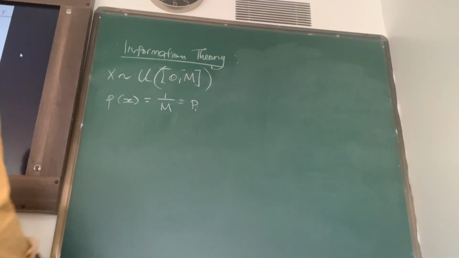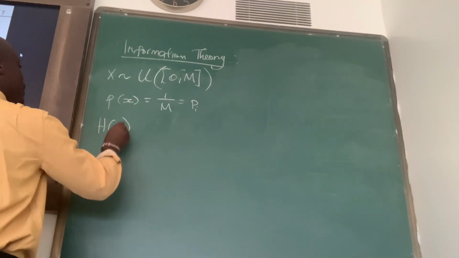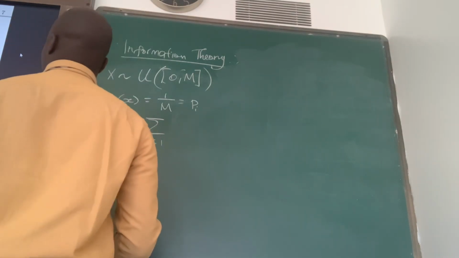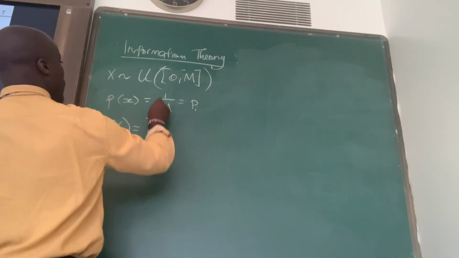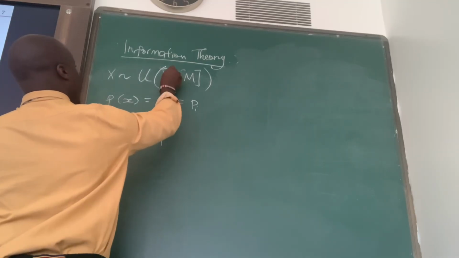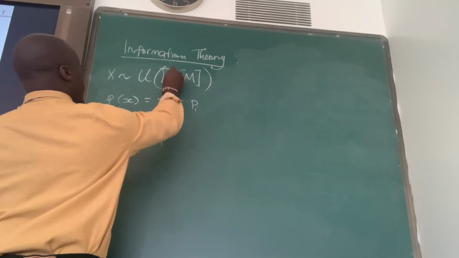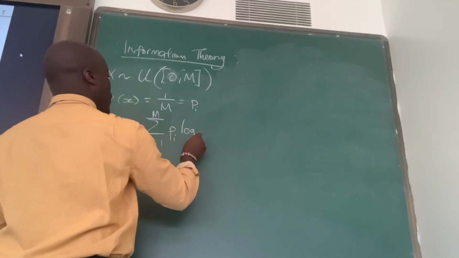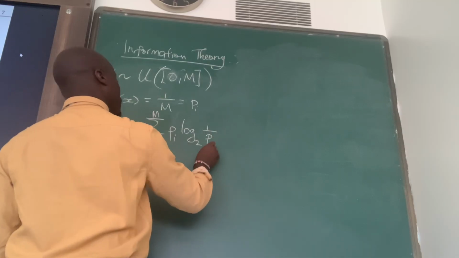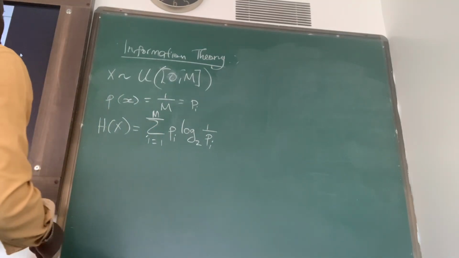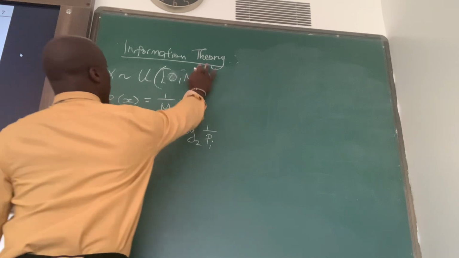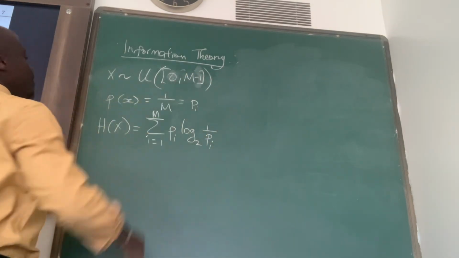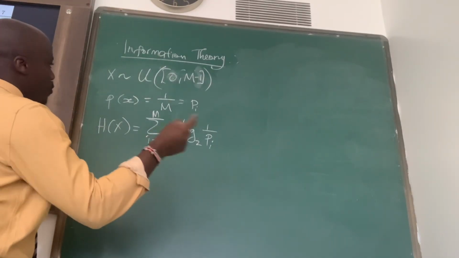Now I can do my entropy, which is going to be H of X equals the sum from i equals 0 up to M of Pi log to base 2 of 1 over Pi. Log to base 2 of 1 over Pi. I'll do here M minus 1, so that it's 0 to M minus 1, which is 1 to M.